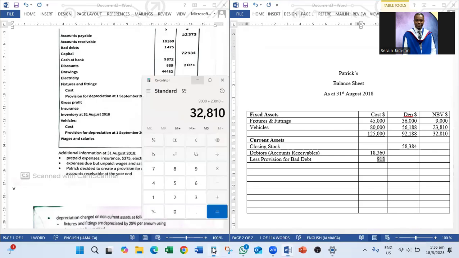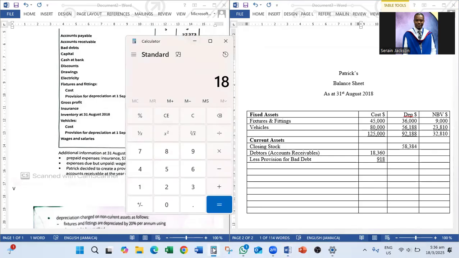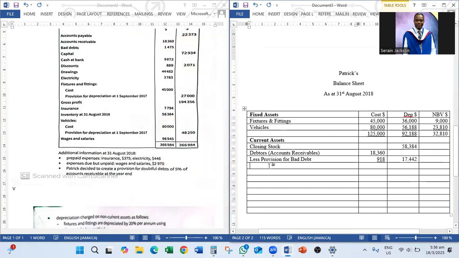So we're going to go to a calculator. 18,360 minus 918 gives us 17,442. So now we can move on.